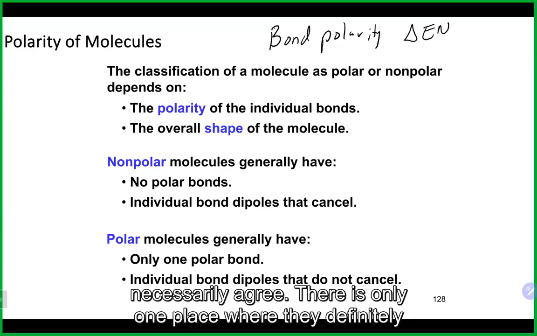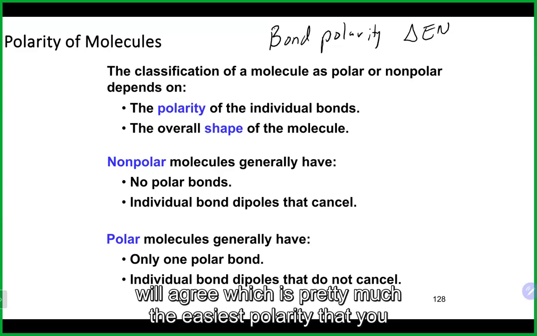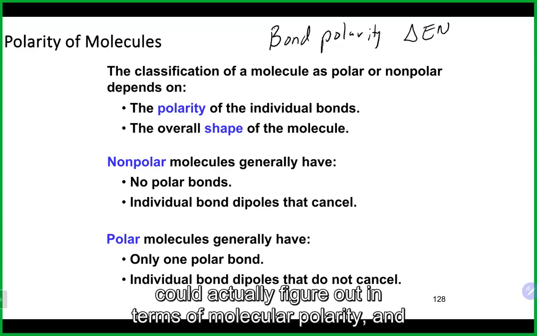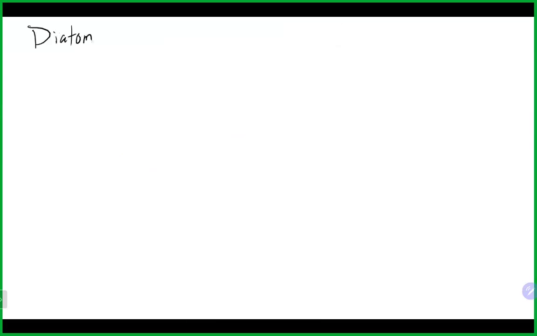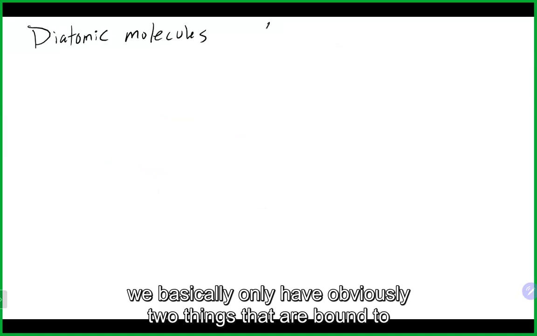There is only one place where they definitely will agree, which is pretty much the easiest molecular polarity that you could figure out, and that is diatomic molecules. If we look at diatomic molecules, we basically only have, obviously, two things that are bound to each other.